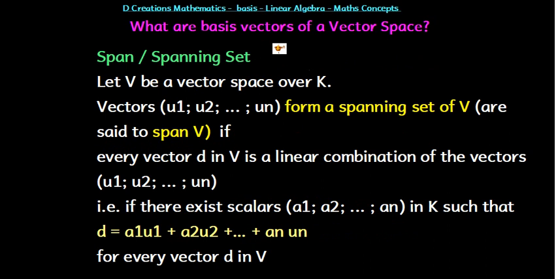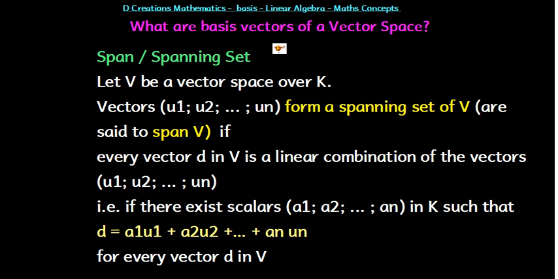So what is a spanning set? A set of vectors u1 to un forms a spanning set of a vector space V if every vector in this vector space is a linear combination of the vectors u1 to un. And we have even done an episode on linear combination. So there we know that every vector can be written as a1 u1 plus a2 u2 plus dot dot dot an un, where a1 to an are scalars that belong to the field. So this is the idea of a spanning set. Again, if you want to revise it, please go back to that episode.